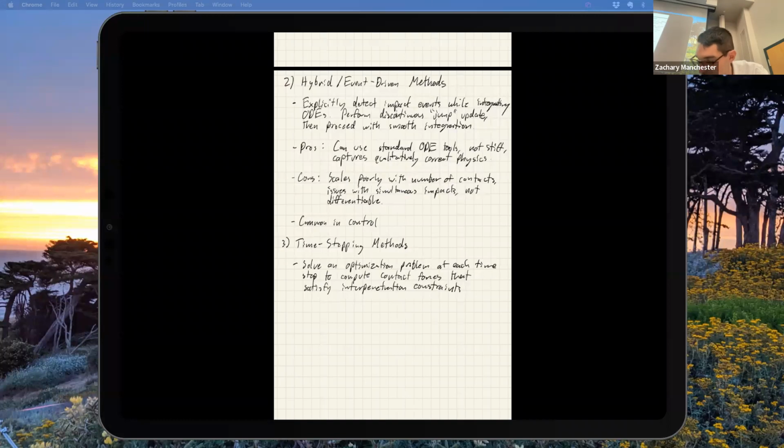Okay, so that's the gist. There are lots of ways to do this. The pros here are that this actually scales well in terms of the number of contact points. It scales kind of linearly in the number of contact points, so you can handle complicated things.